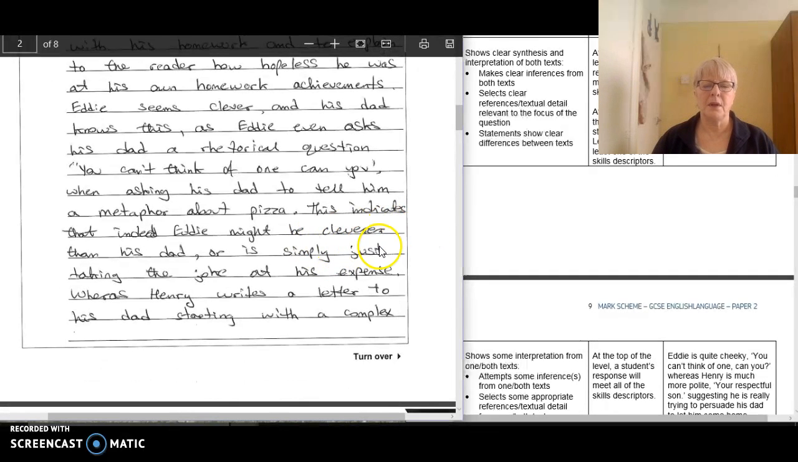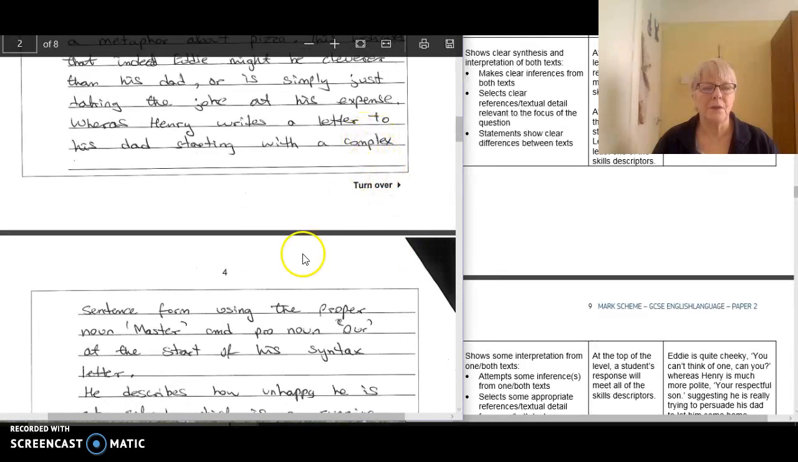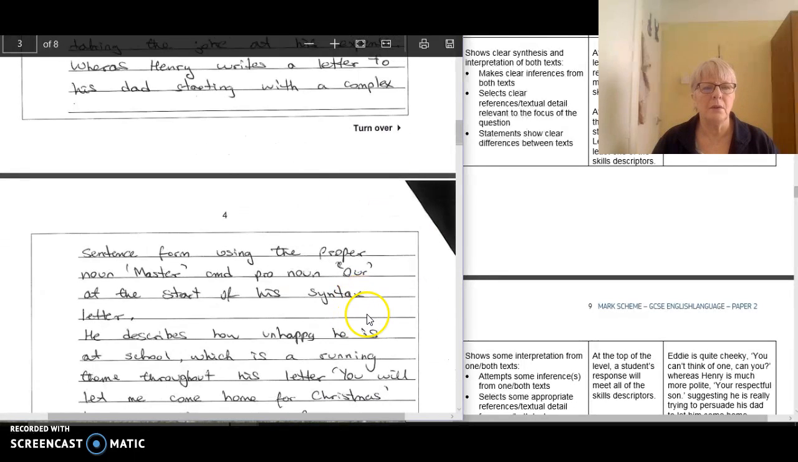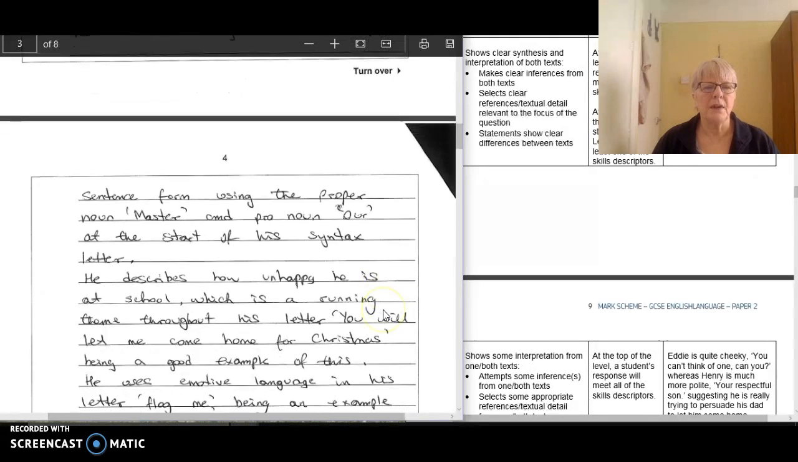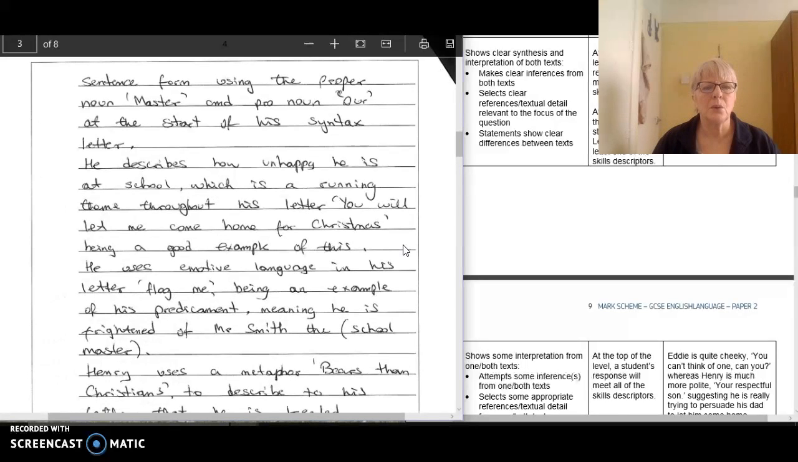And you've used some inference here to say that Eddie might be cleverer than his dad, or he could just be joking at his dad, so using humour. And then you've gone on to talk about Henry writing the letter, but again you've focused on the language rather than what the letter's about, although here you have moved on to say that he's unhappy at school. But again we've gone back to using the language here.